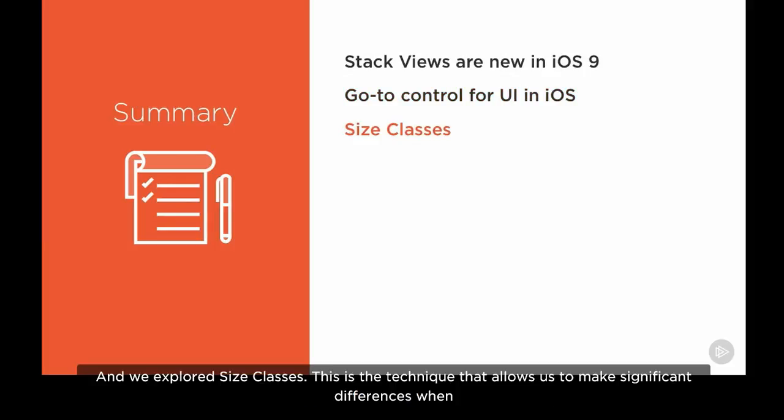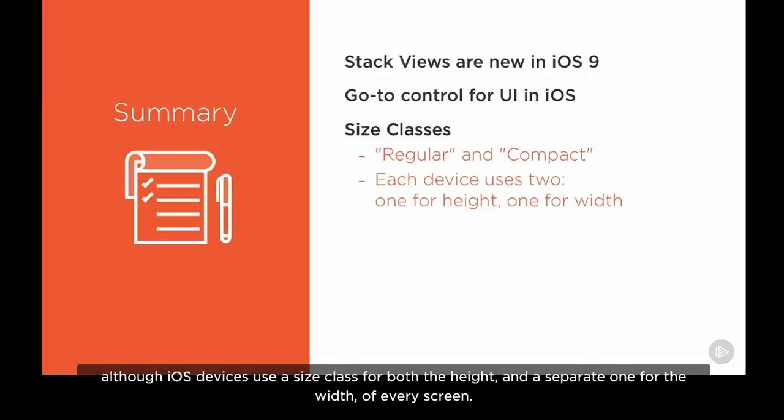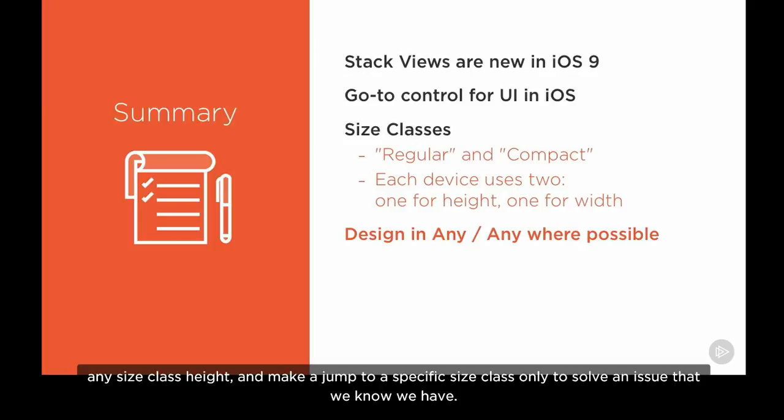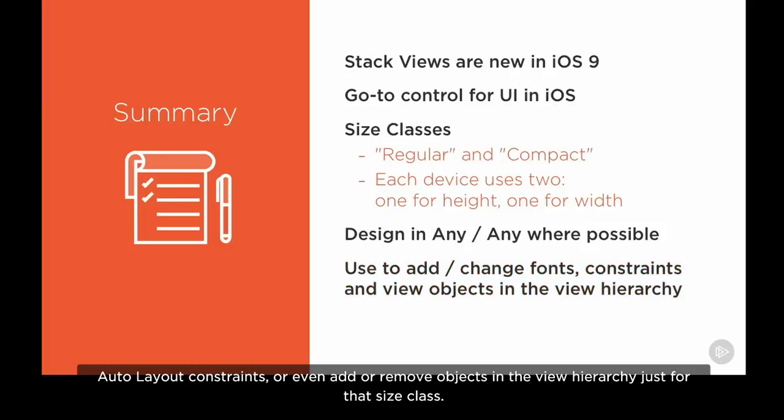And we explored size classes. This is the technique that allows us to make significant differences when shifting from one kind of screen size to another. There are only two size classes, regular and compact, although iOS devices use a size class for both the height and a separate one for the width of every screen. As a rule, we need to design as much of our user interface in the mode of any size class width, any size class height, and make a jump to a specific size class only to solve an issue that we know we have. And you can shift between size classes in the storyboard. There you can change the font, you can change auto layout constraints, or even add or remove objects in the view hierarchy just for that size class.